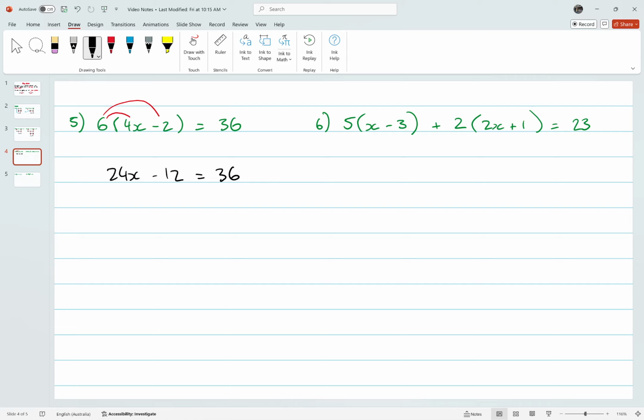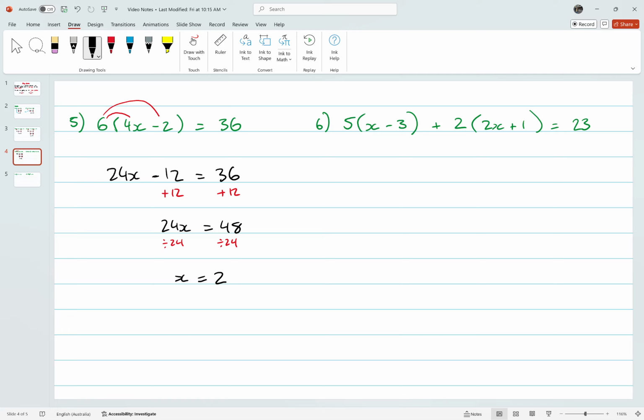Now the next step is I need to think, well, should I get rid of the 24 or the 12 first? Again, that 12 is furthest away, so I'm going to add 12, add 12. This gives me 24x equals 48. And then lastly, now I can divide by 24, divide by 24. 48 divided by 24, x equals 2. And there's my answer.